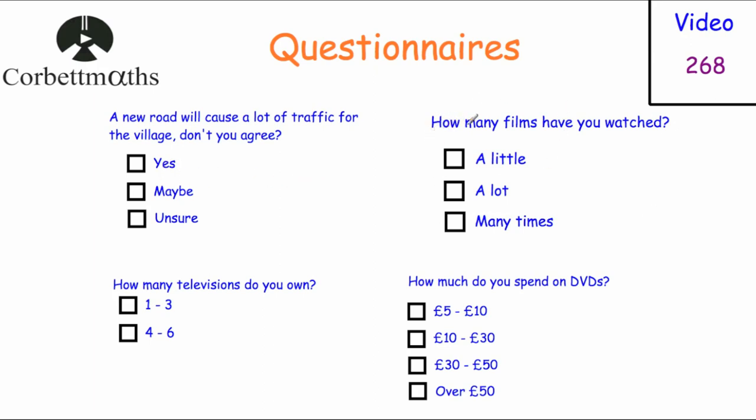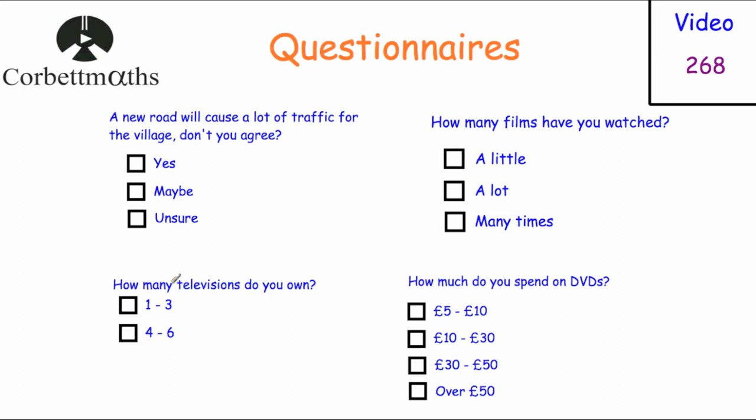Okay, let's have a look at our next question. It says, how many films have you watched? Now this question is quite difficult to answer because most people won't remember how many films they've watched in their whole life. And the options are a little, a lot, many times. The options are quite vague. One of them doesn't really make sense. So I would say that this question can be made better by giving a time scale. Maybe saying, how many films have you watched in the last month? And for the options, I would give some numerical options. So 0 to 5 films, 6 to 10 films, 11 to 20 films, and maybe 21 plus films, and then that will cover all options.